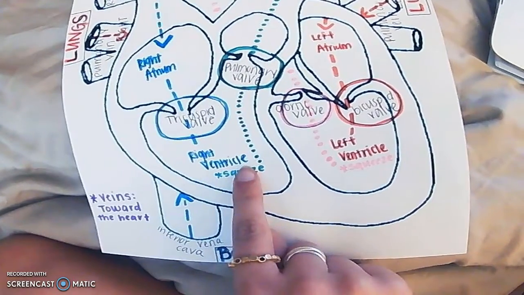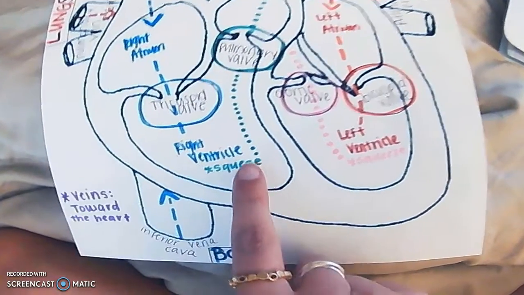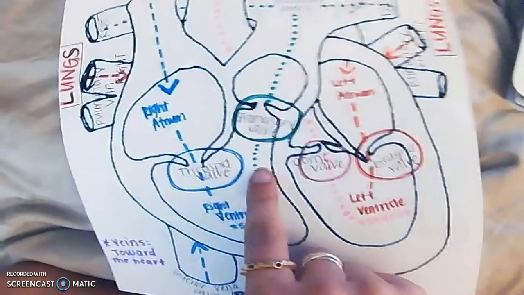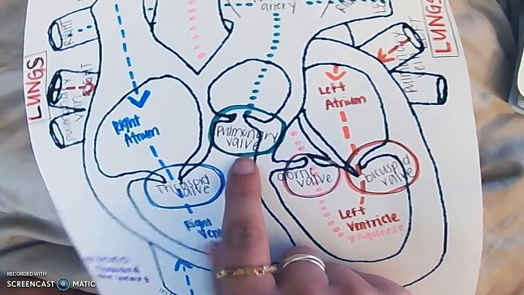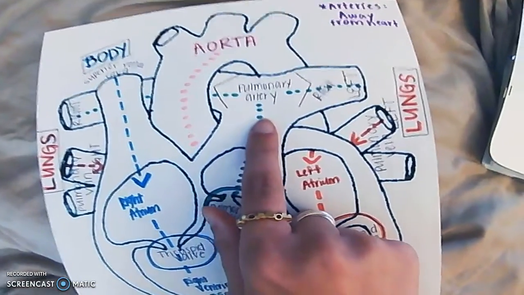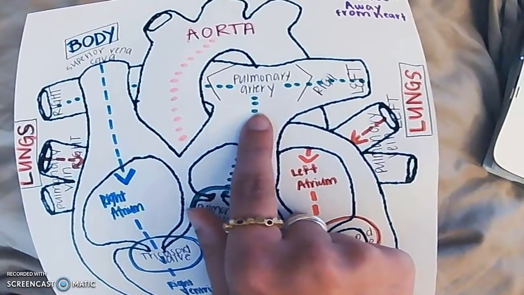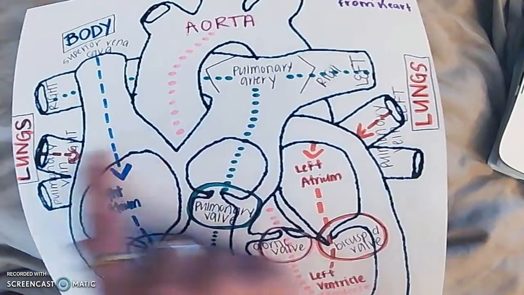When the right ventricle becomes full of deoxygenated blood, it will then contract and squeeze this blood up through the first semilunar valve, which is known as the pulmonary valve. The pulmonary valve will then lead all the way up into the pulmonary artery. The pulmonary artery goes into both the right and the left side of the lungs.